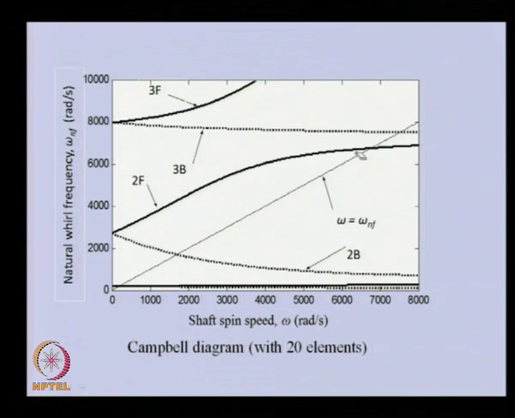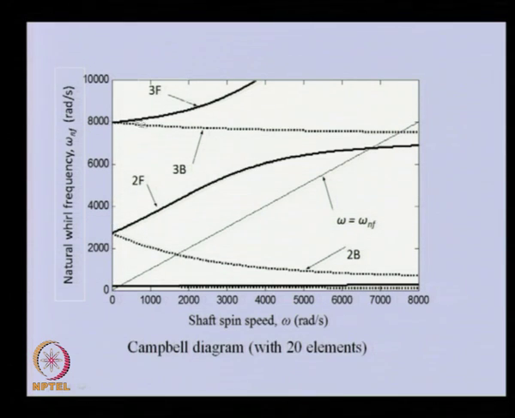Even for the second mode we are now getting the intersections, but you can see that for the third mode the curve is more steep, so it is unlikely to intersect that particular mode. We expect this to be more accurate because we have chosen more elements, and we can see these are corresponding to the 0 speed.